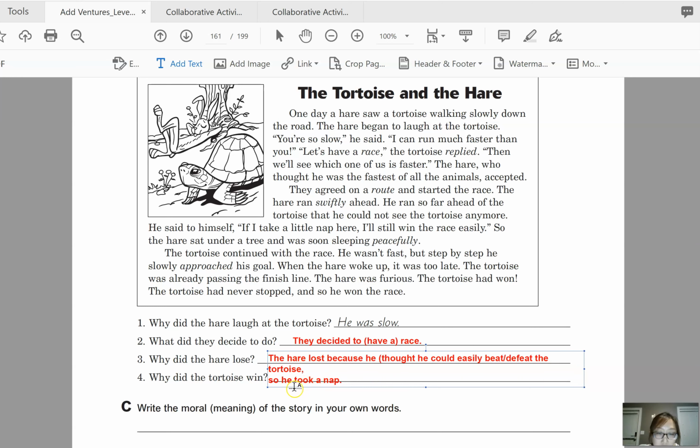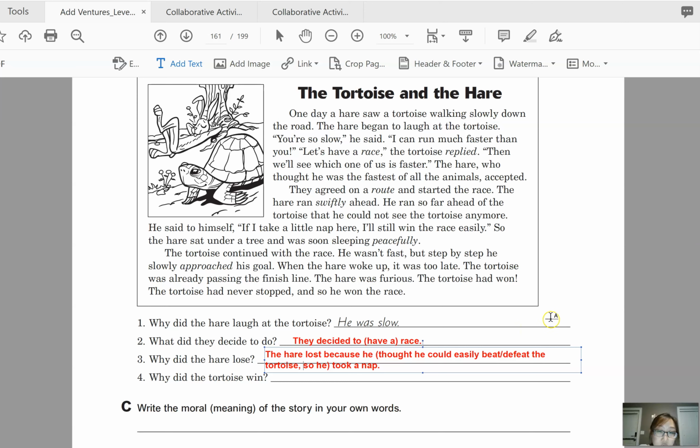Okay, so let me do this so that you know. You can just write the shorter version, and the parentheses are optional. So you can say the hare lost because he took a nap. Or the hare lost because he thought he could easily beat the tortoise, so he took a nap. And you might have said the hare lost because he was too proud or too arrogant, which means you think too highly of yourself. So that's why he even decided to take a nap to start with.